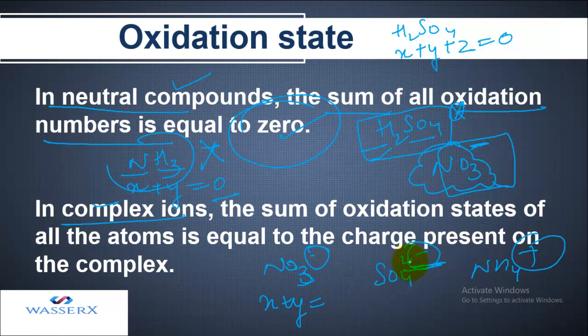Like on sulfate, it is 2 negative. So if sulfur is X, let's say, and oxygen is Y, it will be equated with -2, not with 0. Similarly, if I have nitrogen as X and hydrogen as Y, it will be equated with +1. Similarly, for nitrate, it will be equated with -1. So that means the sum of the oxidation states of all the atoms present in a compound, when the compound is a complex ion, is equated with the charge which is present on it. It is not equated with 0.